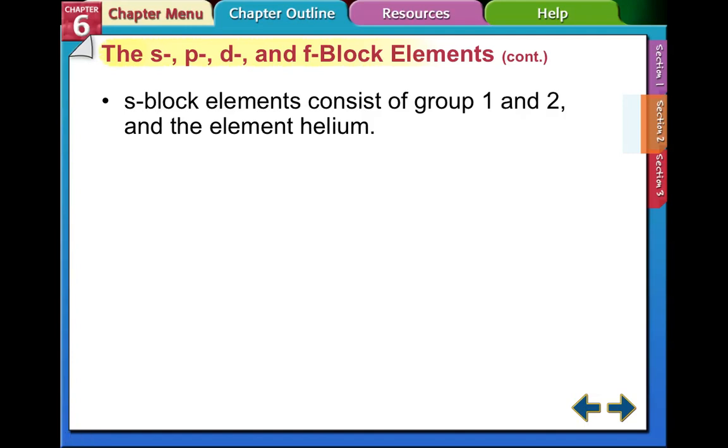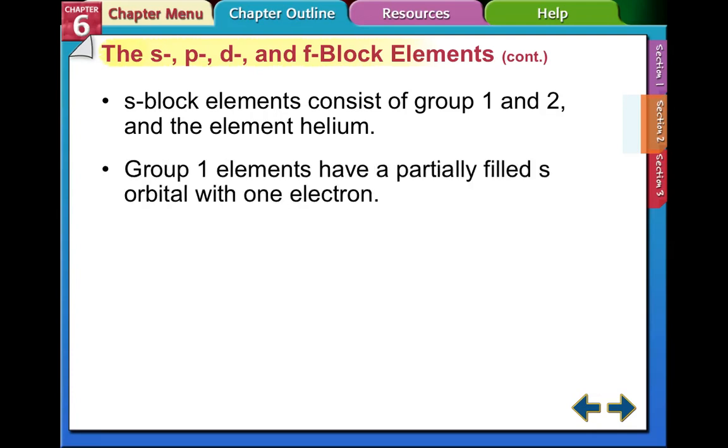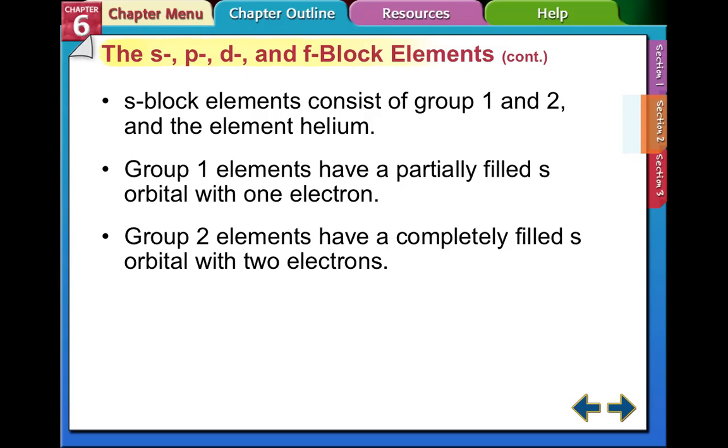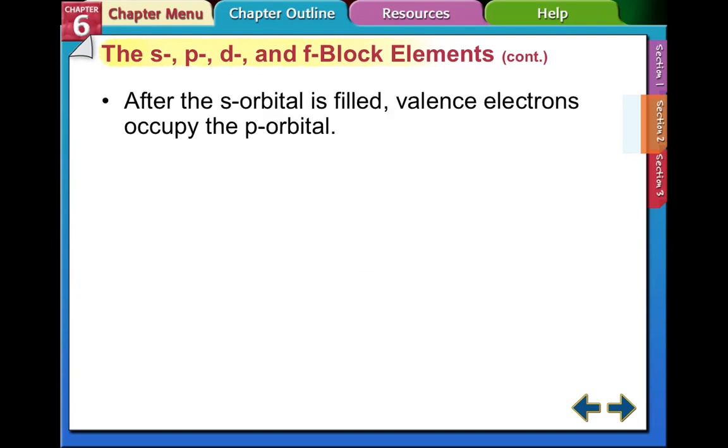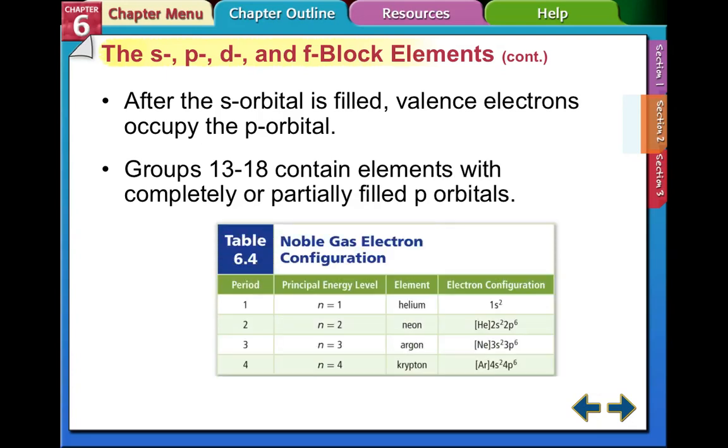Okay. The s elements consist of groups 1 and 2 and helium. Group 1 elements have a partially filled s orbital with 1 electron. Group 2s have completely filled s's with 2 electrons. After the s orbital is filled, the valence electrons then move over and start filling the p orbital. Groups 13 through 18 contain elements with completely or partially filled p orbitals.